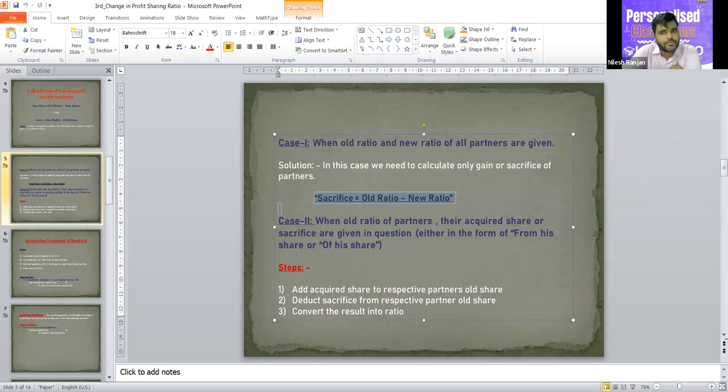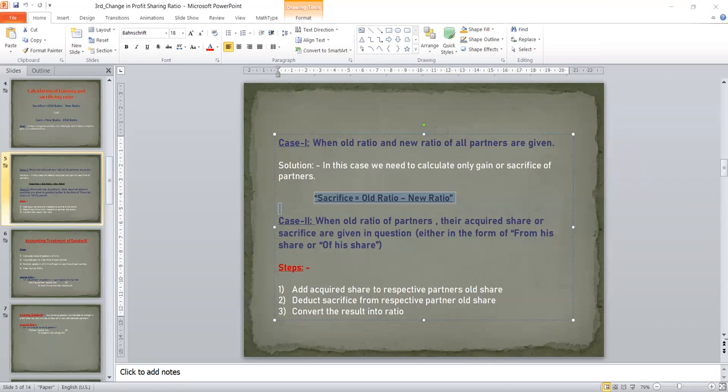That's a new ratio. Yes. They agree to share profit in the ratio of 4:3. So you divide the profit in the profit sharing ratio, either it is old or new.